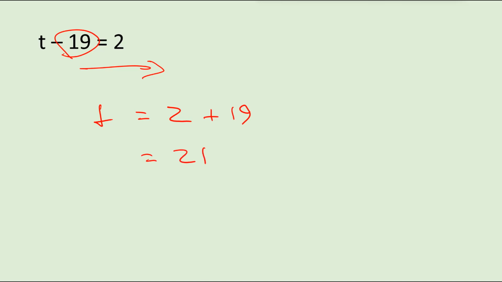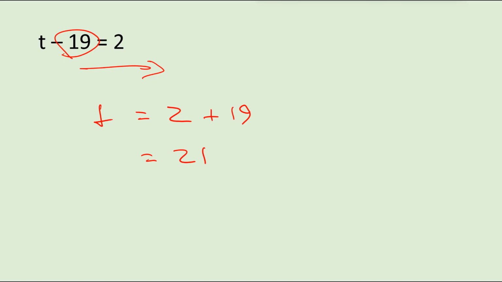Let's look at a few more examples. Here we have t minus 19 equals 2. Well, let's grab that minus 19. We'll throw it across the other side of the equals, and that becomes plus 19. So in this case, t is equal to 21. Okay, so we didn't just grab the 19, we grabbed the minus 19. Remember, the sign in front of a number goes with that number. So we took the minus 19 across the equals and it became a plus 19.